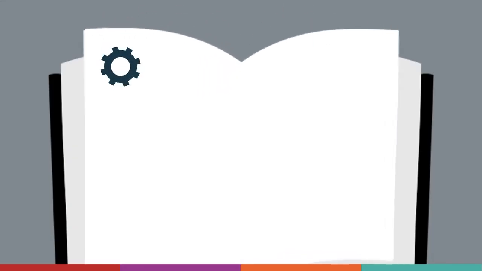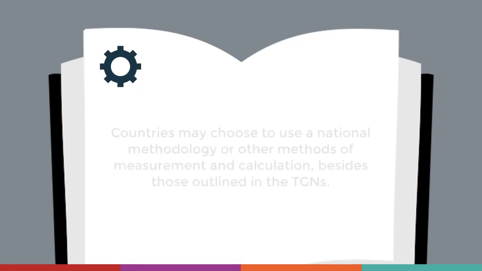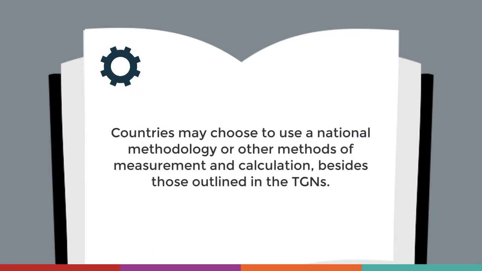Given the significant differences among data collection processes around the world, the OIEWG report notes that countries may choose to use a national methodology or other methods of measurement and calculation besides those outlined in the TGN. However, ensure that the applied methodologies are consistent across the reporting period.